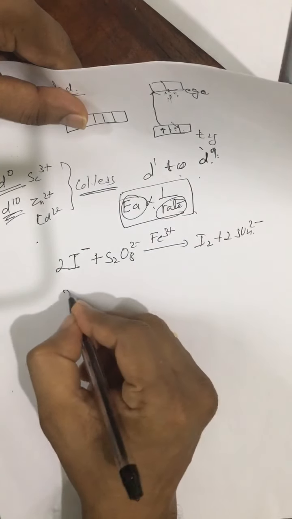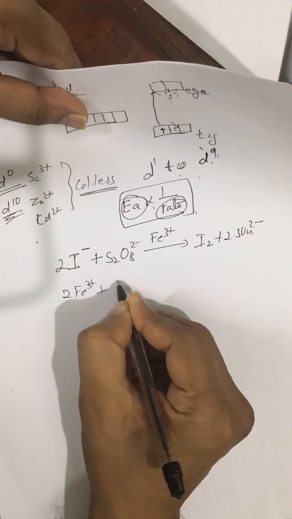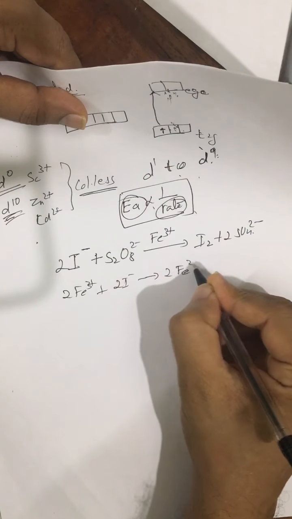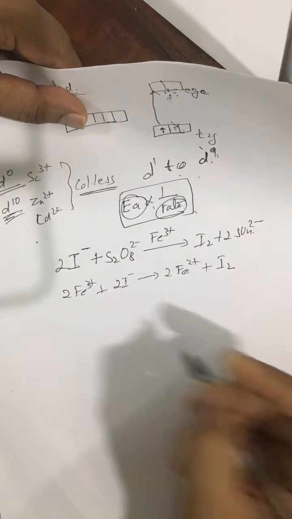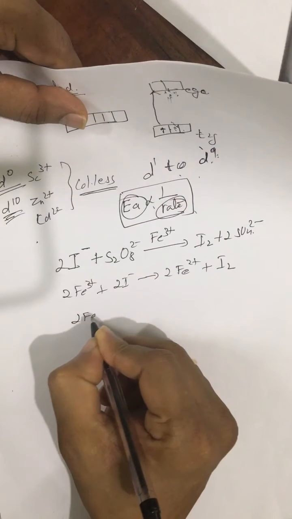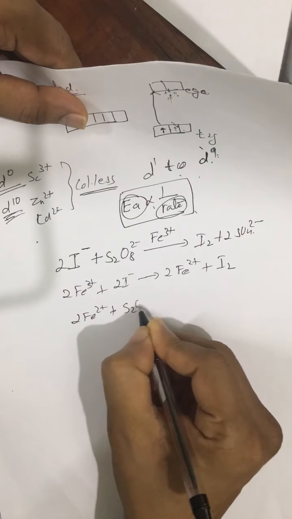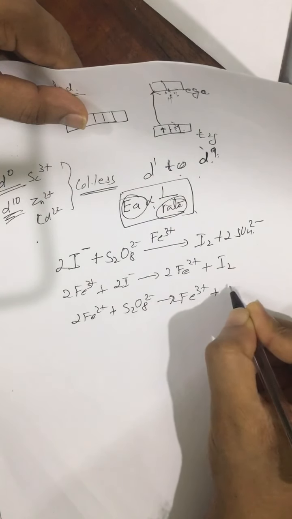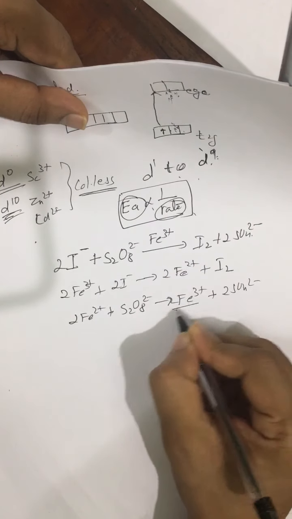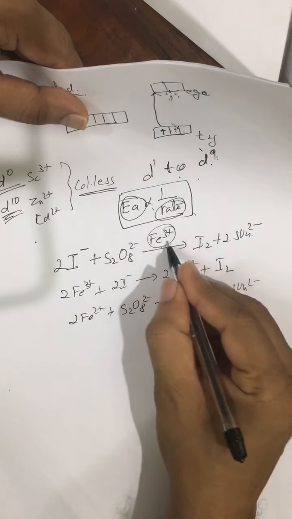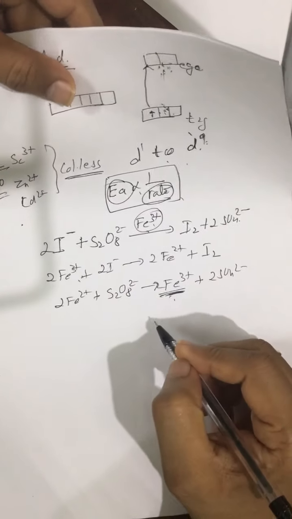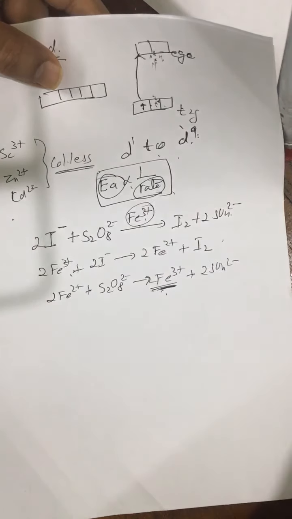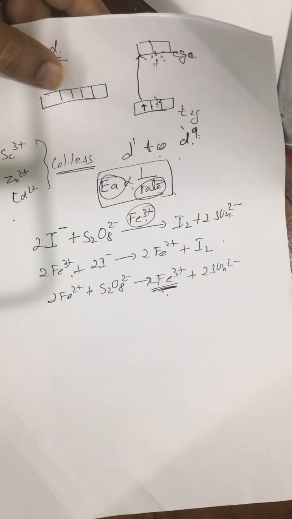In this reaction, what happens? In the first step, Fe3 positive reacts with I negative to produce Fe2 positive, and we get I2. In the second step, this Fe2 positive combines with S2O8 2 negative to give Fe3 positive plus SO4 2 negative. So see, we are getting Fe3 back. So Fe3, by changing its oxidation state, helps this reaction to proceed. So variable oxidation state also helps catalysis.